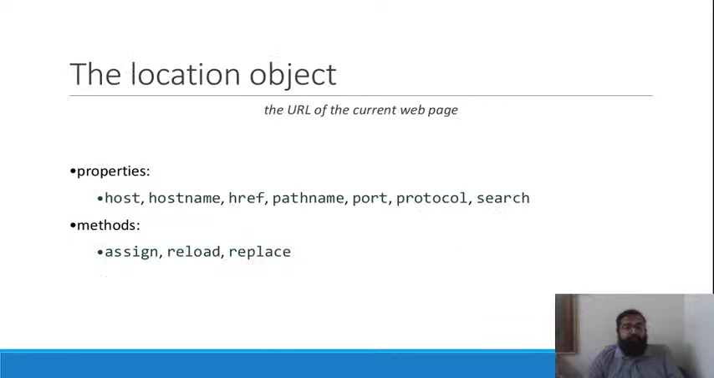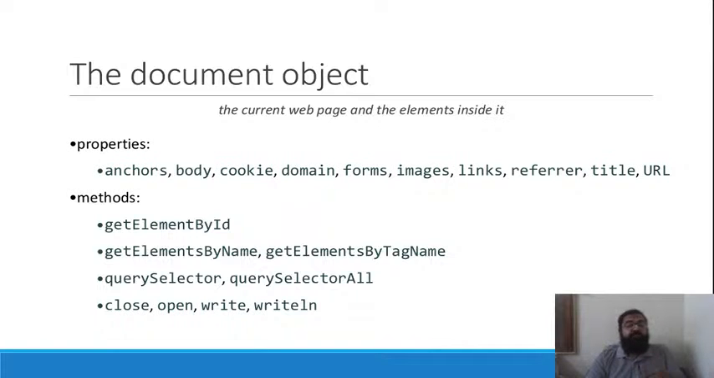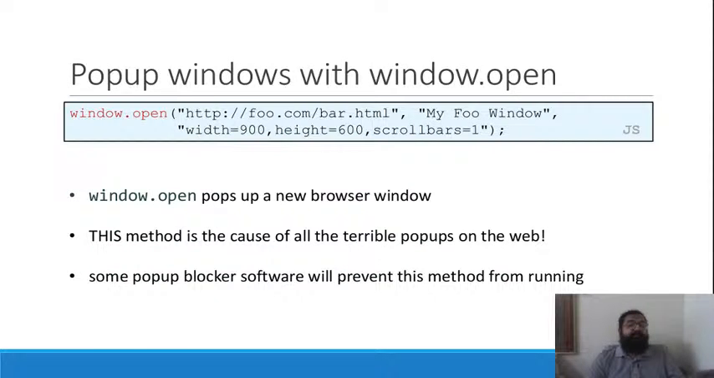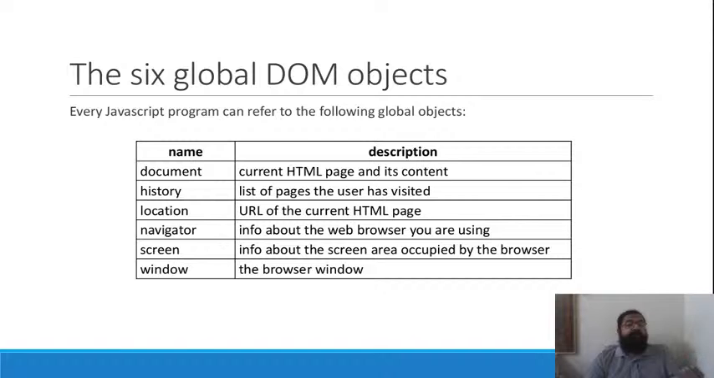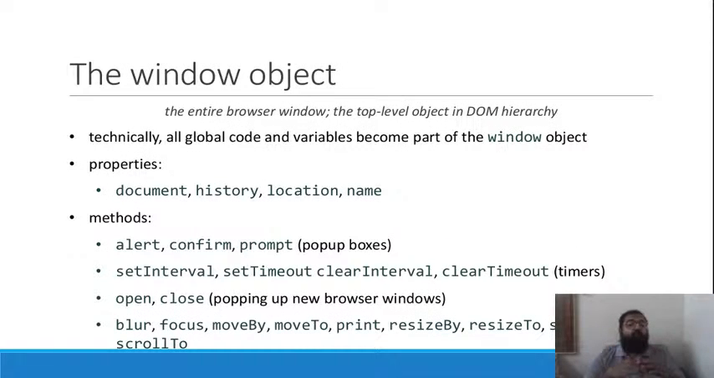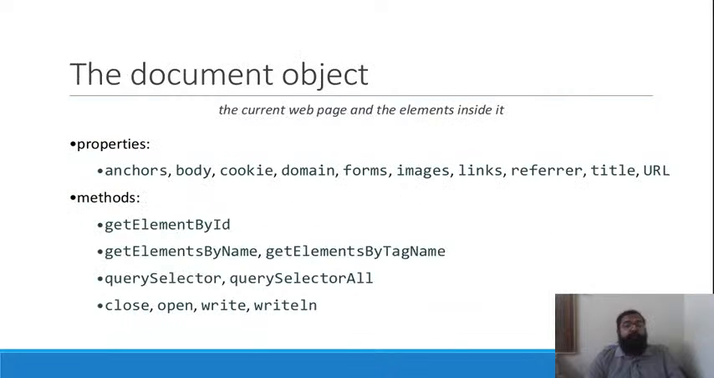Then you have the location object. The location object will let you find out the URL of the current page, right, and the document object will help you get the current web page and the elements inside, right. So document we have already seen, we have already used, right, and we have seen that window is the one which encompasses all of it, and that's the top level object in the DOM hierarchy. And then you have the document object, which is also something that we have already used using getElementById.